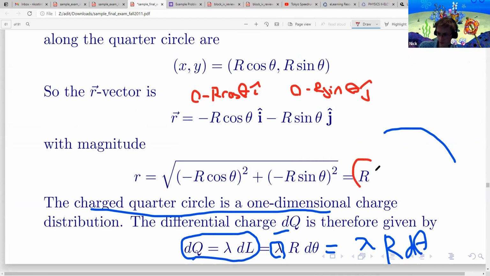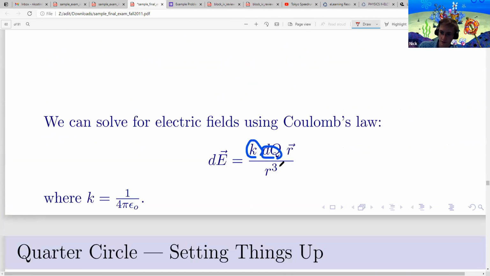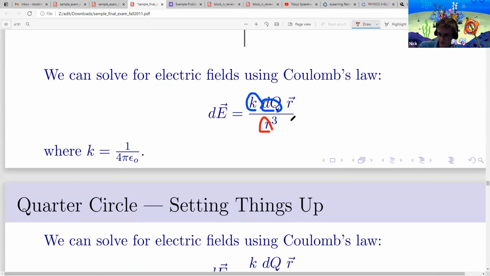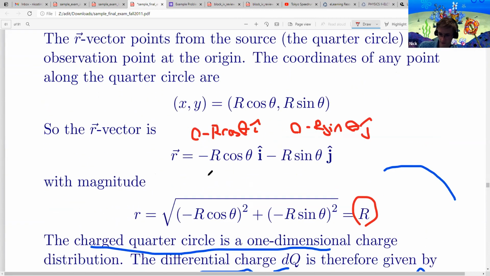Cool. So that gives me little r in this equation, which is equal to big R in the problem. And that gives me the r vector, which is this right here.